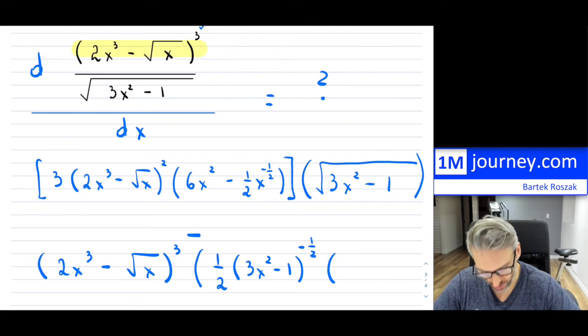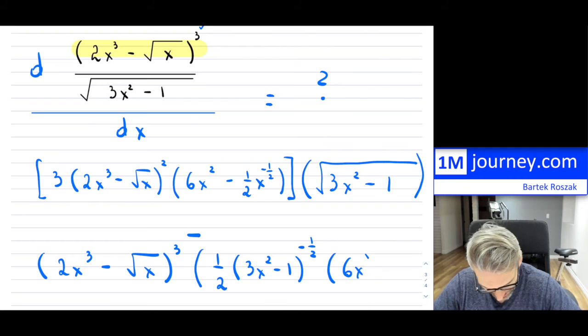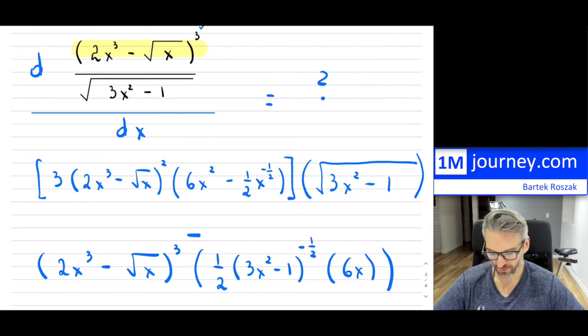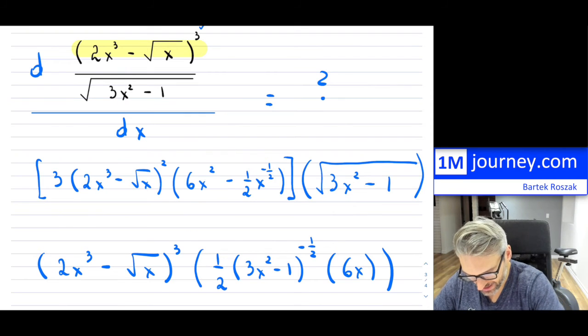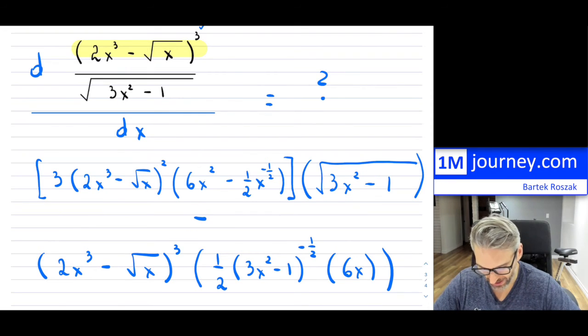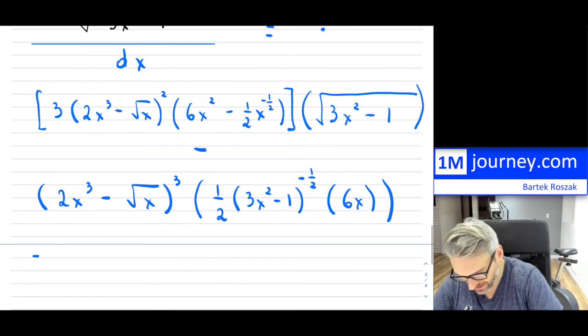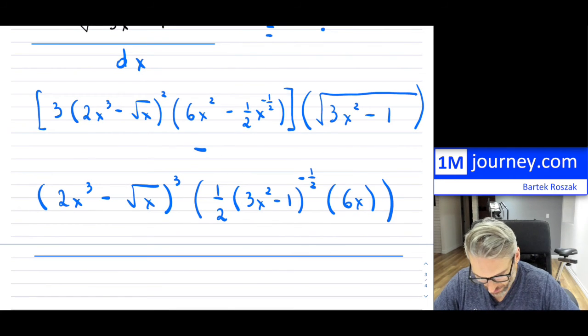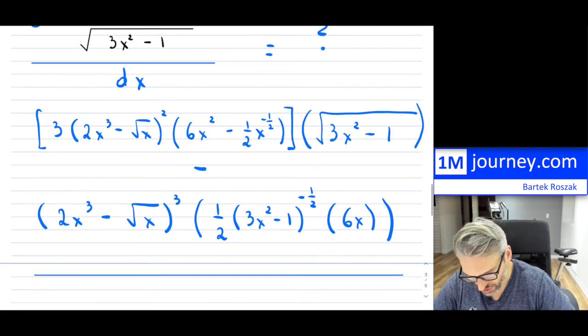So I'm using the chain rule in here as well. So this is going to be 6x. And that is my full derivative of this. Now, because I've subtracted, notice how complicated and crazy this is. I still have to divide this by the denominator squared.